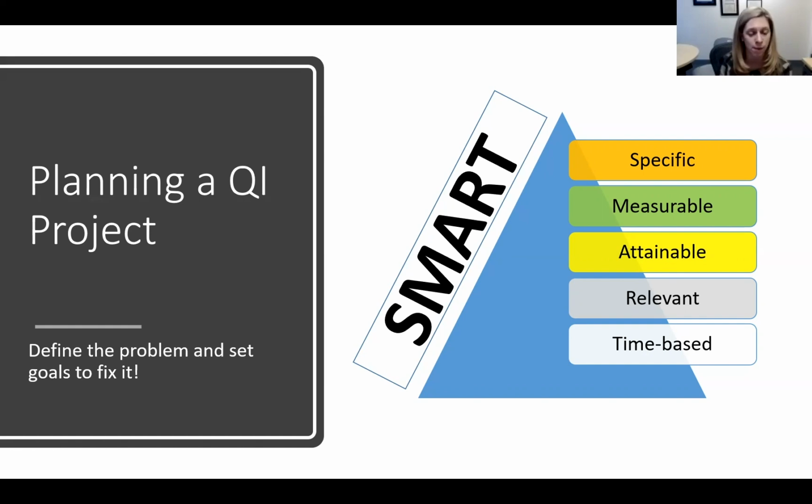As we then go about planning a QI project, we want to articulate goals. After we define the problem, the next step is to say, what is our goal to fix the problem? And when we do that, it's recommended to think about SMART goals. SMART stands for specific, measurable, attainable, relevant, and time-based. So the goals we set in a quality improvement project frequently take this form. We know we have a good goal if it checks all of these 5 boxes.